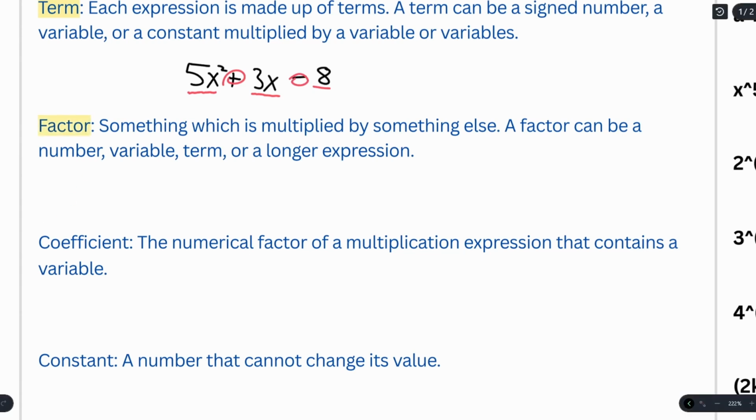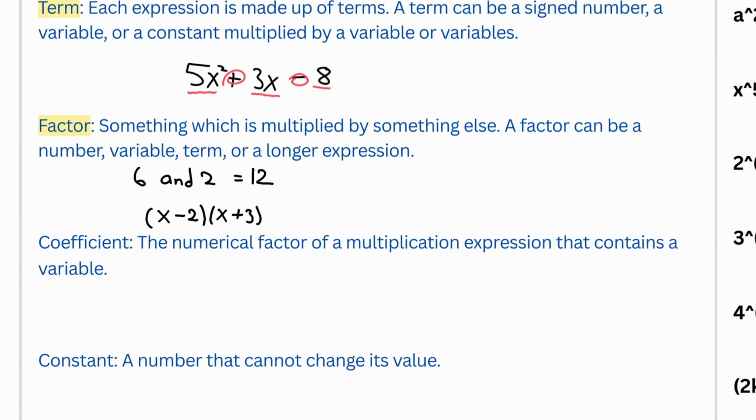Factor is something which is multiplied by something else. A factor can be a number, a variable, a term, or a longer expression. For example, 6 and 2 are factors of 12, right? Because if you multiply 6 and 2, you get 12. At the same time, x minus 2 and x plus 3 are factors of x squared plus x minus 6. They're both factors.